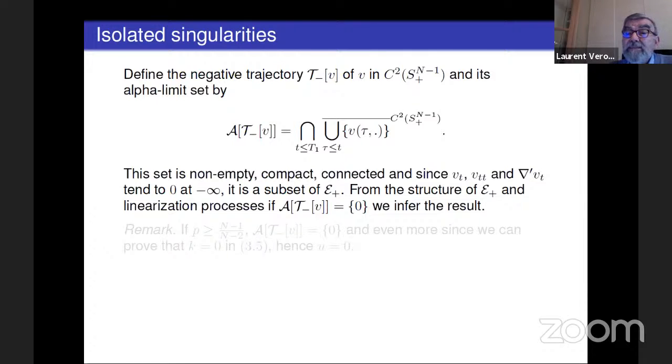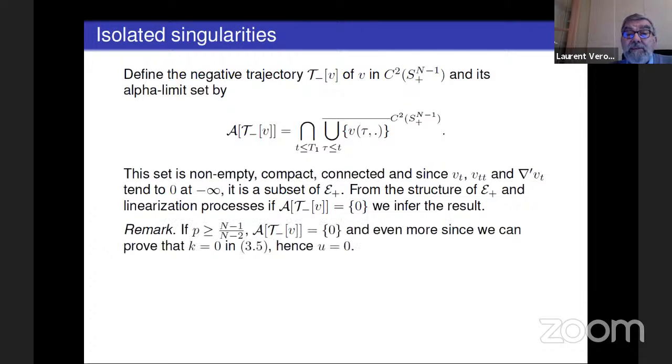So what is the structure of the set E plus? Now, if we are in the case where the limit set E plus is reduced to 0, that means the limit set is 0 and the solution V goes to 0 when tau goes to minus infinity. After, it's a question of linearization. You make some linearization and you obtain the result.